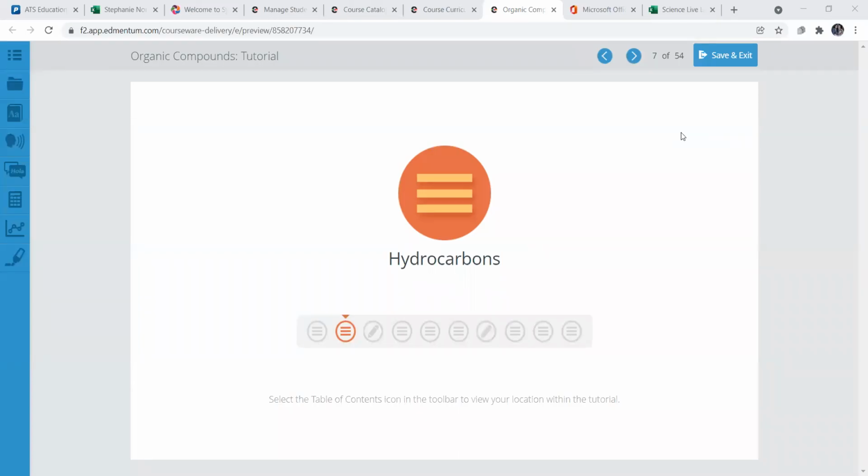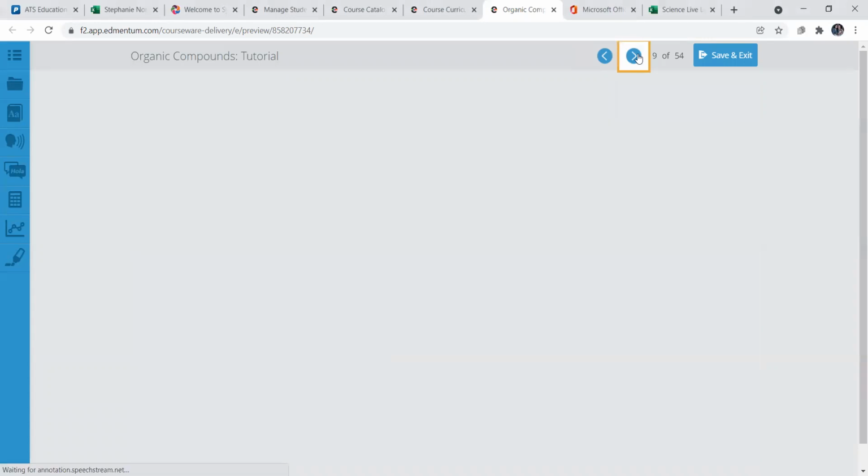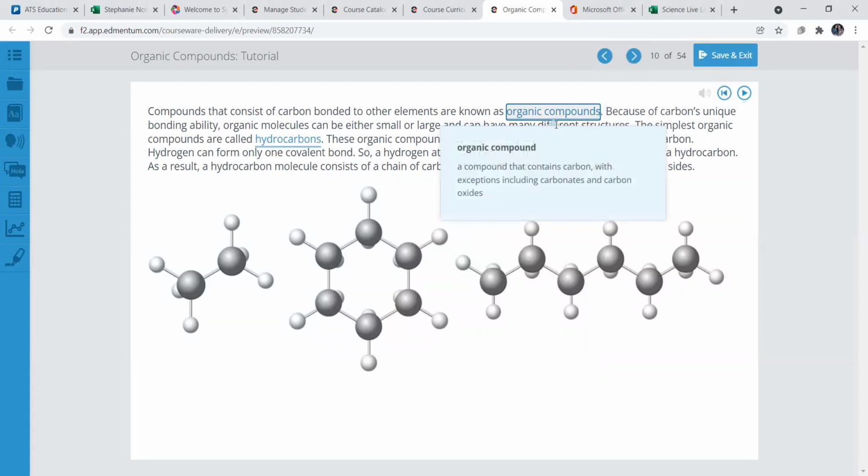Okay, so today we're going to talk about hydrocarbons and what is going on with hydrocarbons. So this is about organic compounds and other stuff like that. So let's get into this. Let's read the definition first.